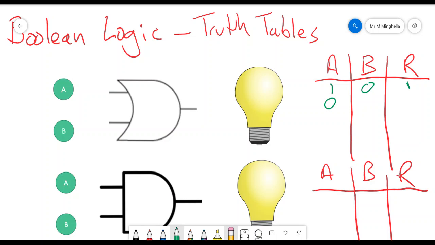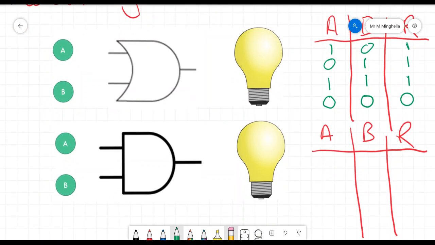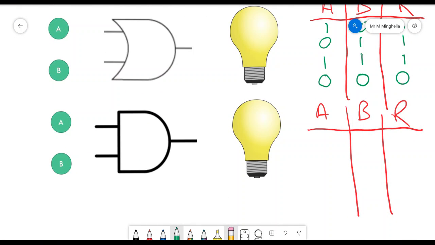If A is off and B is on, we should get a result. If both are on, we should get a result. If neither A nor B are on, then we shouldn't get a result at all. Applying the same principle to the AND gate, if we have A but not B, we don't have A and B, so we can't have a result.